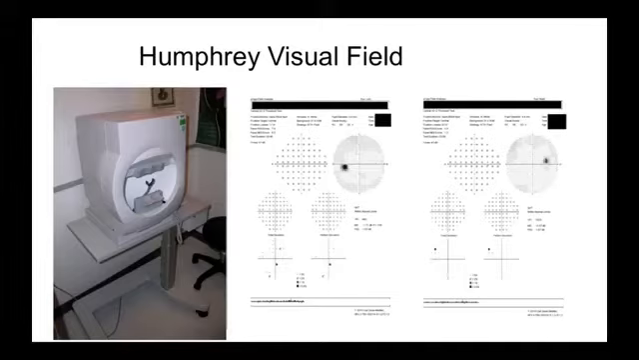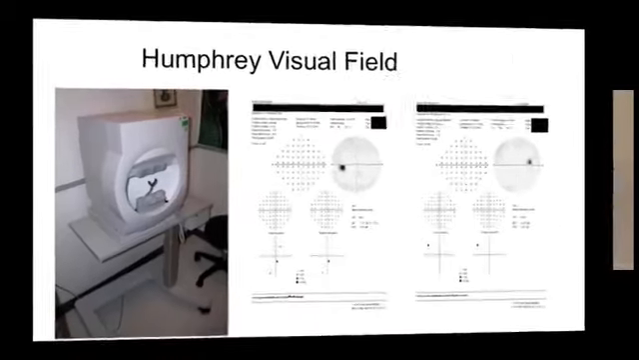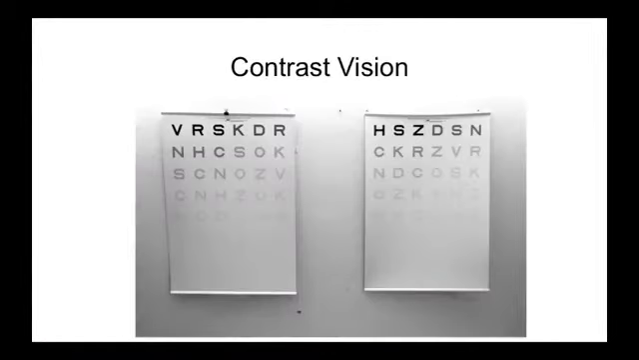It's interesting that when people say somebody's blind, they think that they see black. They don't see anything. It's not black or anything. It's just not there. Ishihara color plates, you're probably all familiar with this. It's interesting that maybe 5 to 8% of males have red-green color blindness. That's one of these tests. And contrast, here the letters are fading out, and we have normative data for how far down this chart you should be able to see, and it's a way of quantifying it.